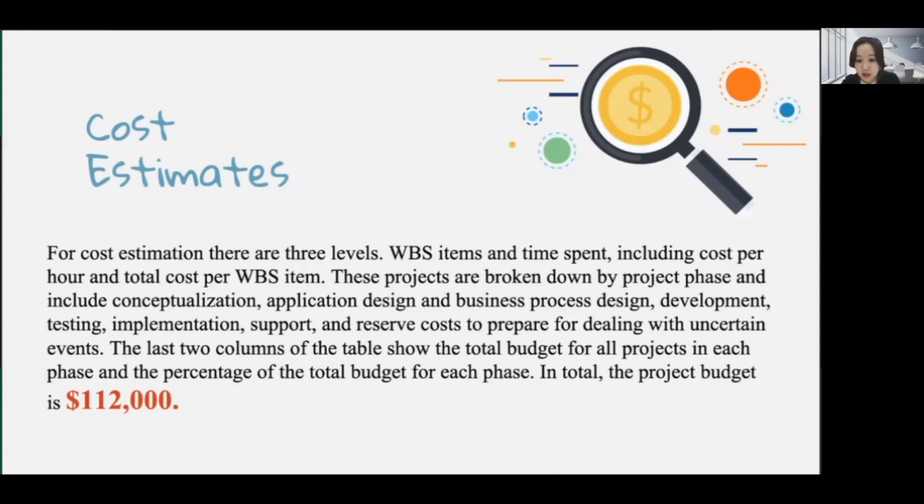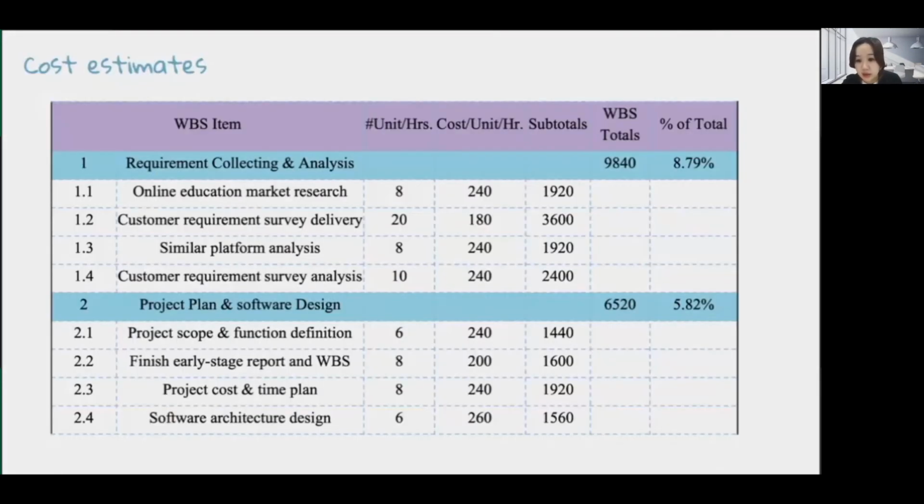The last column of the table shows the total budget for all projects in each phase and the percentage of the total budget for each phase. In total, the project budget is $112,000. These are the specific cost estimates for the first two phases. You can see from the percentage that these two parts don't cost much.